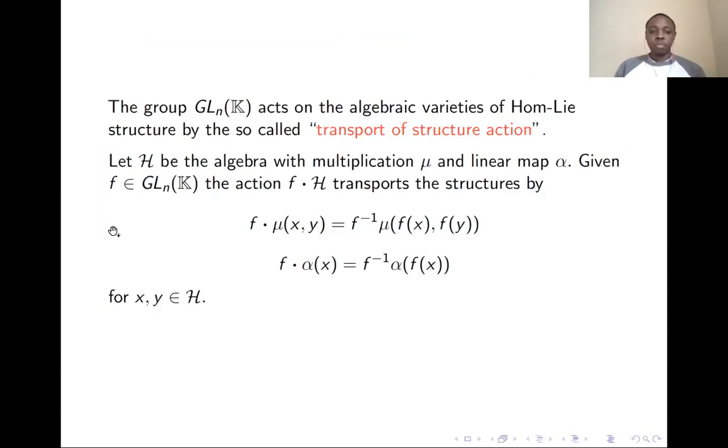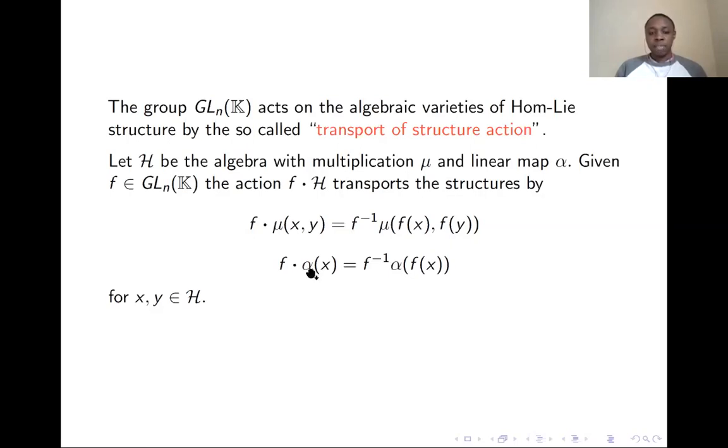So if you start with a Hom-Lie algebra, allow me to use mu for the Lie bracket. In general, we can use mu. This is a bilinear product and the linear map alpha. We can have some F from G to define the action. So this action is defined in two ways. The first way, the action on the bilinear product, is defined like this. Maybe I should have some two dots here. So this is like a morphic action.